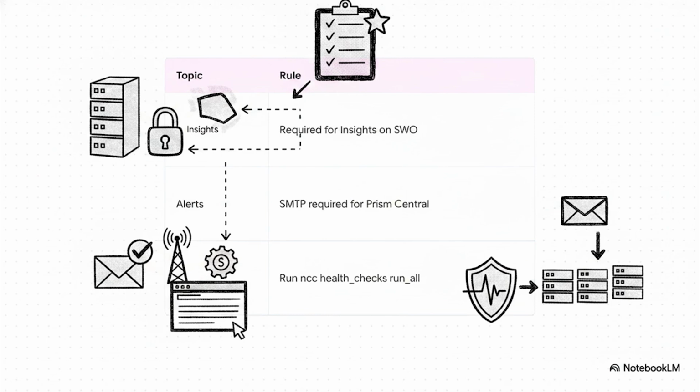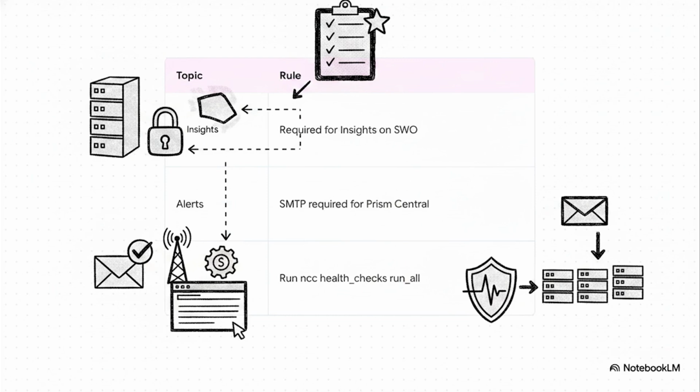First up, licensing. If you are deploying on third-party hardware, which is known as an SWO, or software-only cluster, a specific license is strictly required for insights discoveries to function. This is a bit of a niche edge case that frequently catches admins off guard, so just remember, SWO requires a license for insights.